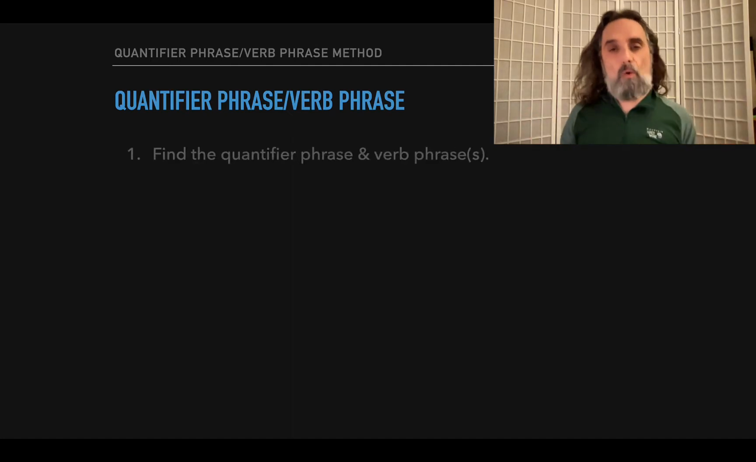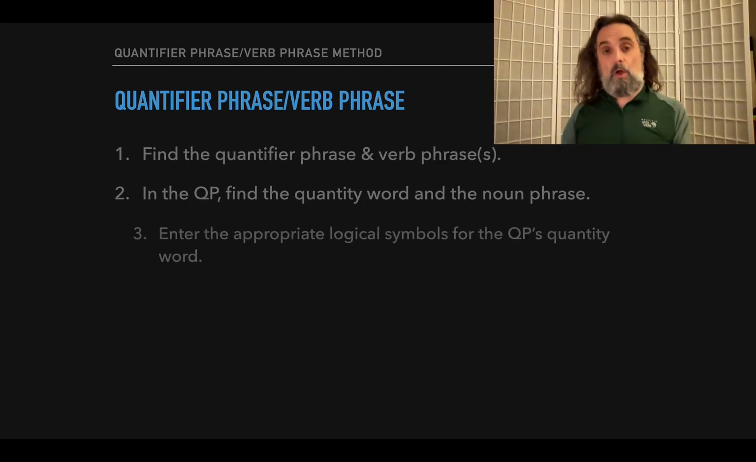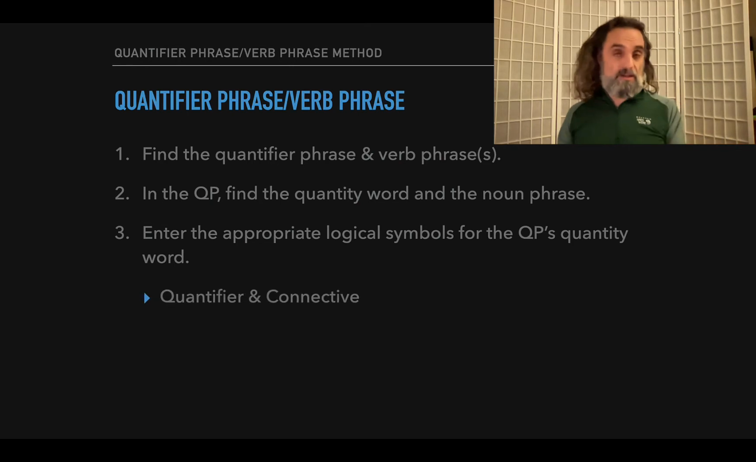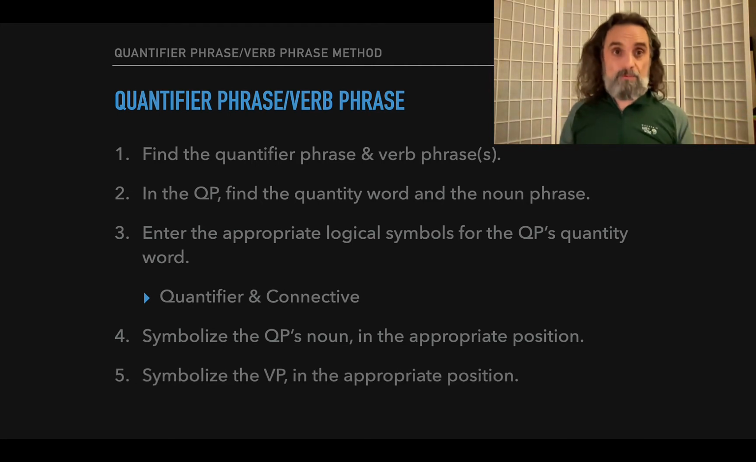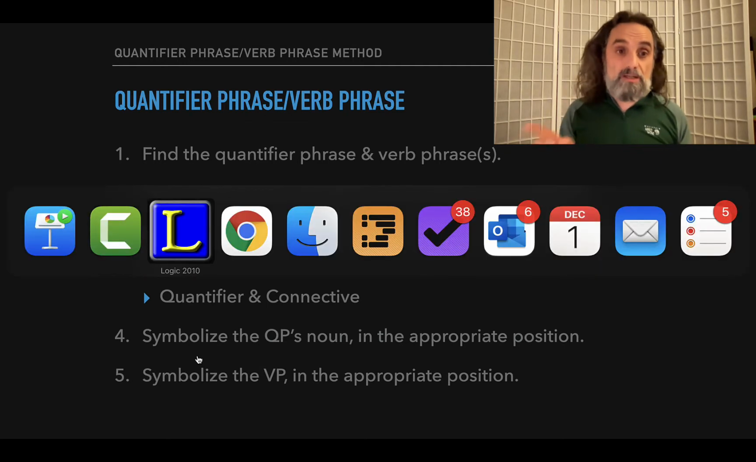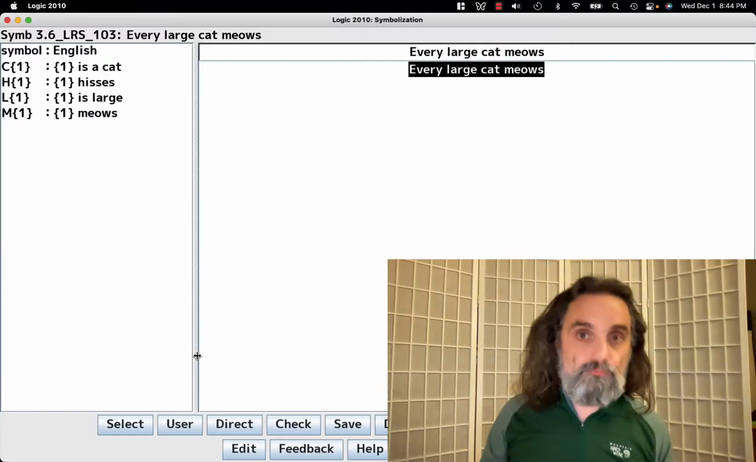So we have this quantifier verb phrase method, and the idea is we split our sentence into the quantifier phrase and the verb phrase. We then find the quantity word, which is going to give us the quantifier and the connective inside of it, and then we're just left with the noun phrase and the verb phrase, which we then symbolize in the appropriate positions. And we can use this method to symbolize complex quantified sentences of natural language. So let's see some examples of doing that.